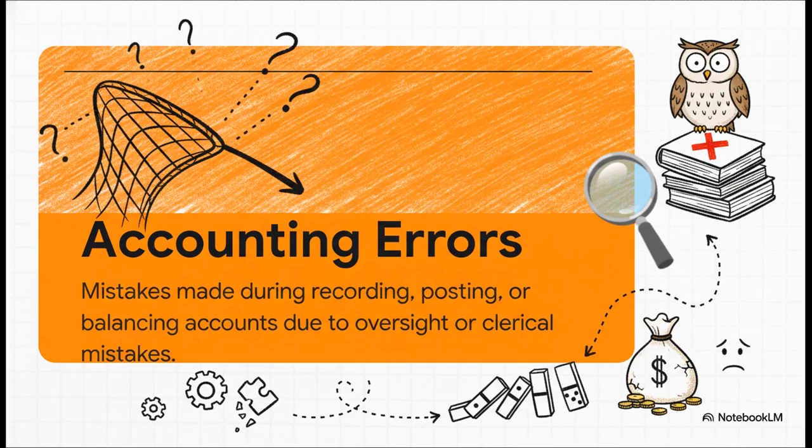So, what are we actually hunting for? Well, accounting errors are basically just mistakes that can pop up anywhere in the bookkeeping process. Now, they're not usually malicious or anything. Most of the time, they're just simple oversights, maybe a lack of knowledge or a tiny clerical slip-up. But don't let that fool you. Their impact can be massive.